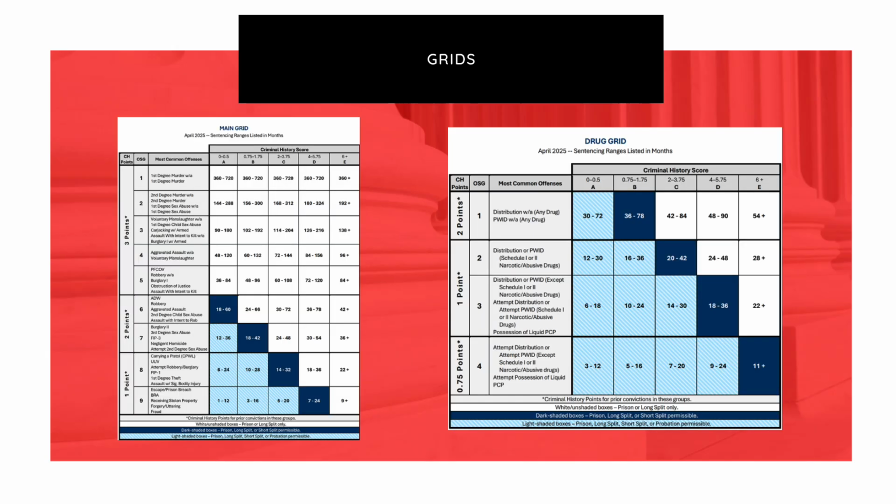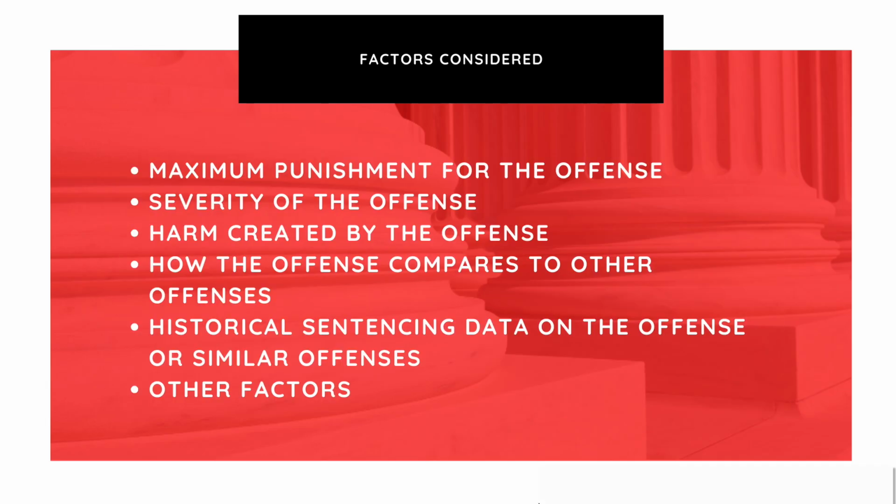Offense severity groups, also referred to as OSGs, are groups of felony offenses that the Commission has grouped together based on several factors, including the maximum punishment for the offense, severity of the offense, the harm created by the offense, how the offense compares to other offenses, historical sentencing data on the offense, or similar offenses and other factors.